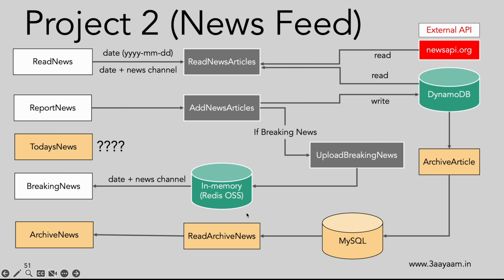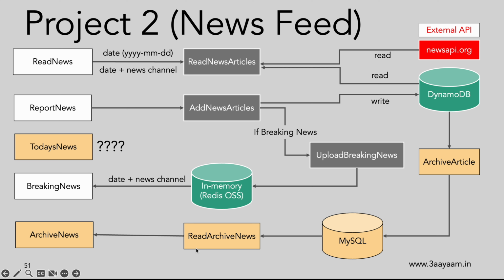In this case, for in-memory, we are using the breaking news directly because we want the news to be read by the users as fast as they can. So this is how the architecture is. We have these front-end APIs: read news, report news, today's news, breaking news and archive news. Today's news and archive news are something that you have to implement. The architecture of today's news is not mentioned. That is something you'll have to build and then implement.